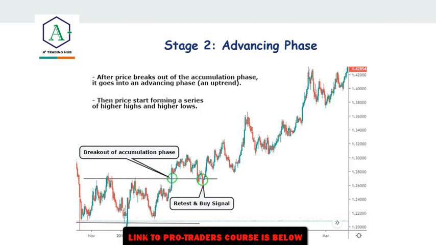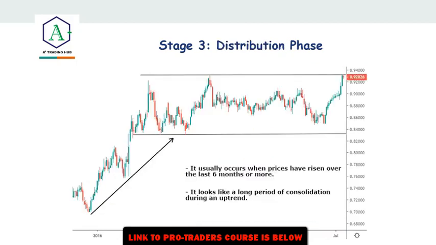You can take a buy trade from here, and your stop loss will be at least 50 pips away from that signal candle. Then you join the new trend and you follow the trend higher and higher. So that is the advancing phase. The next one is the distribution phase.